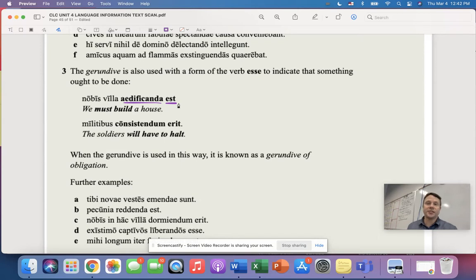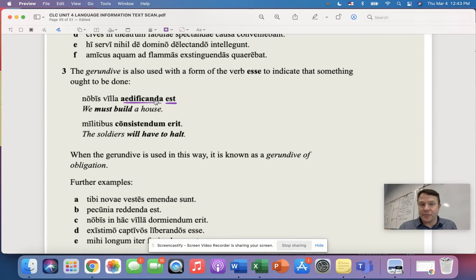Your book actually calls this a gerundive of obligation, but I have to be honest that very few other places, textbooks, etc., call it that. It's a passive periphrastic. The reason that we're learning this is because this is how the Romans would communicate things like not that something is done or was done or should be done, but must be done.